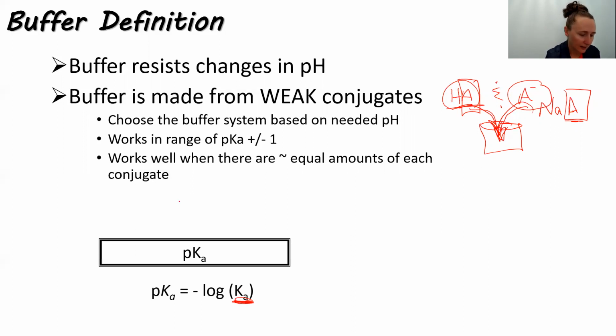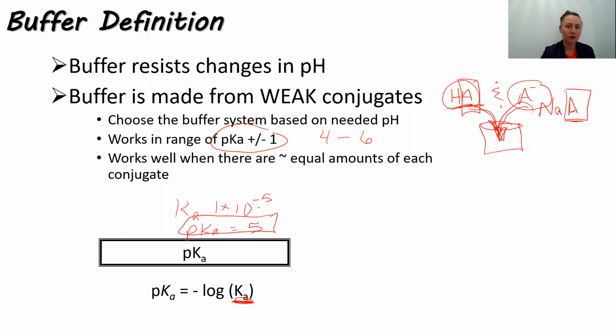So let's say you have a Ka of 1 times 10 to the negative 5. Therefore, your pKa would equal 5. So your buffer would work in a range of pKa plus 1 to pKa minus 1. So if your pKa equaled 5, you could make a buffer that could work in the range of pH equal 4 to 6.